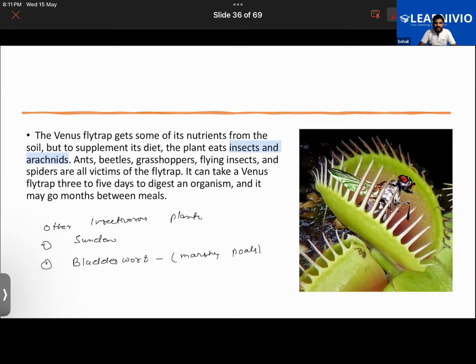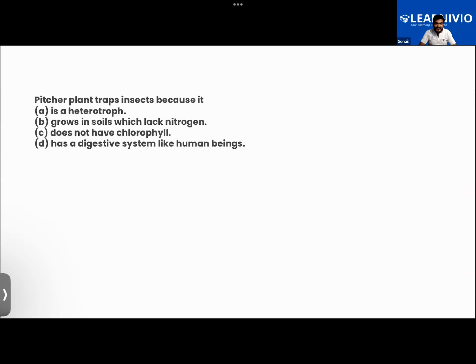Another question. Suleiman, you answer this to me. Which part of an insectivorous plant is modified to trap insects? Is it the stem? Is it the leaf? Is it the root? Leaf, right? Correct.